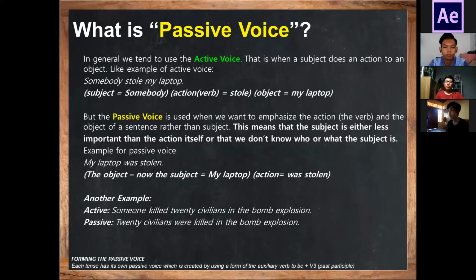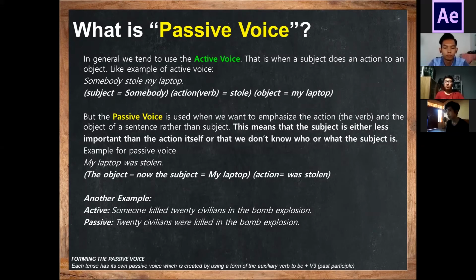But the passive voice is used when we want to emphasize the action or the verb and the object of the sentence rather than the subject. This means that the subject is either less important than the action itself, or that we don't know who or what the subject is. For our example in the passive voice: my laptop was stolen. The object now becomes the subject, my laptop, and the action is was stolen.